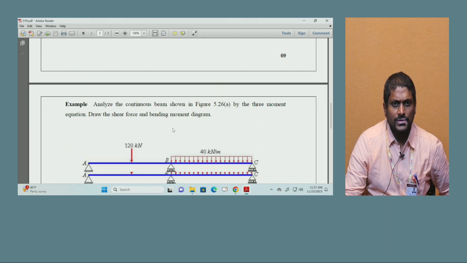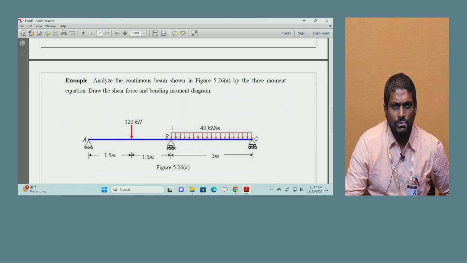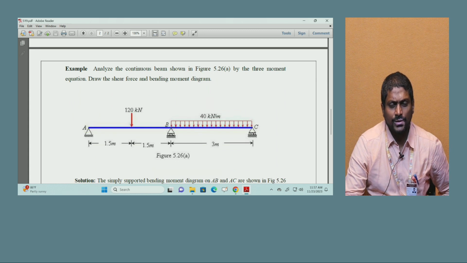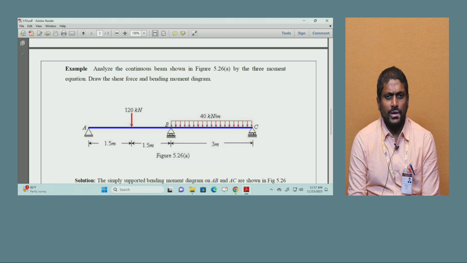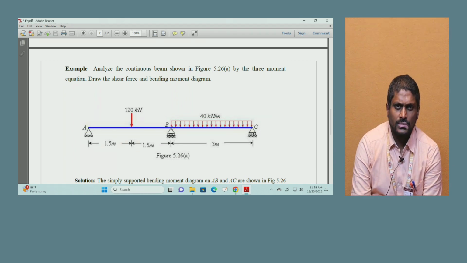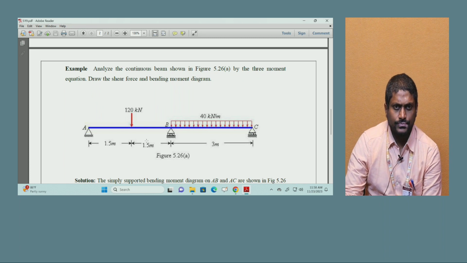And for an example, if you see here: analyze the continuous beam shown in the figure by the three moment equation. Draw the shear force and bending moment diagram. You can see here the problem being given, having the ABC span. In the ABC span there will be a central load of 120 kilonewton given.